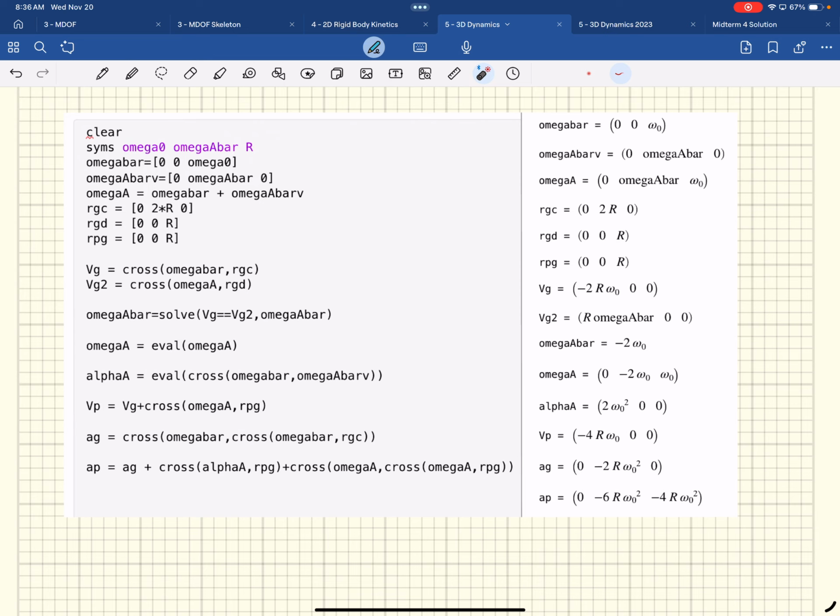Yeah, it's Python, right? So you could just run the code. Okay.